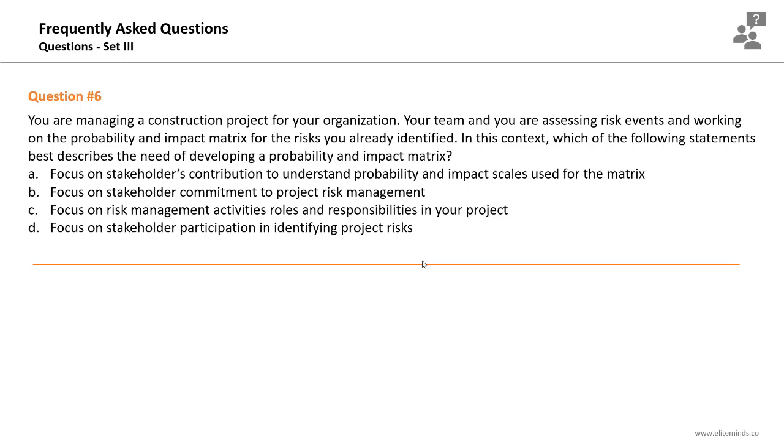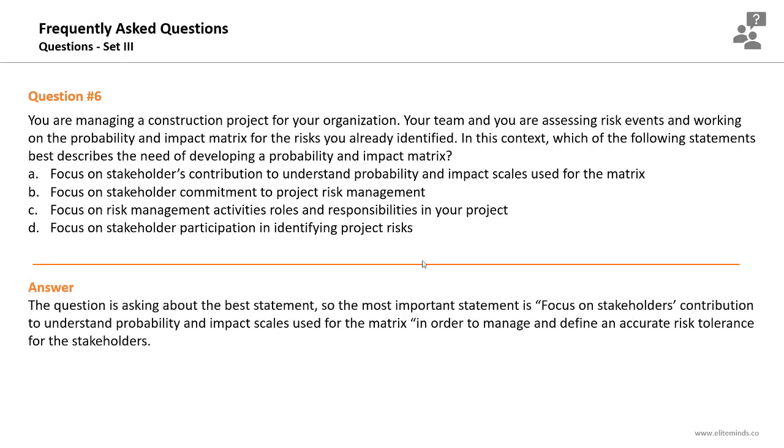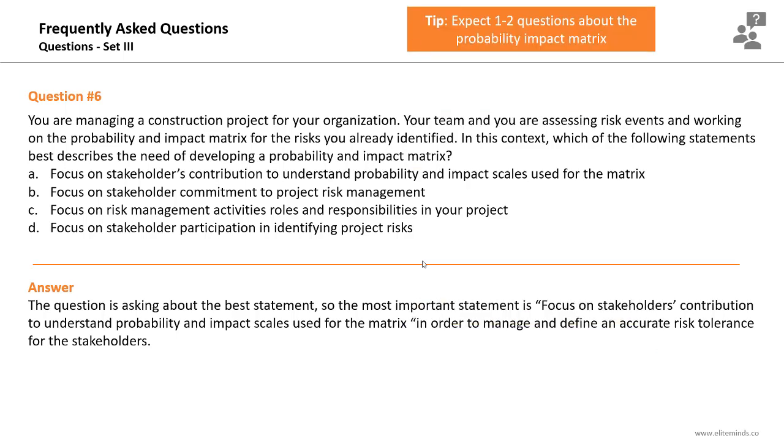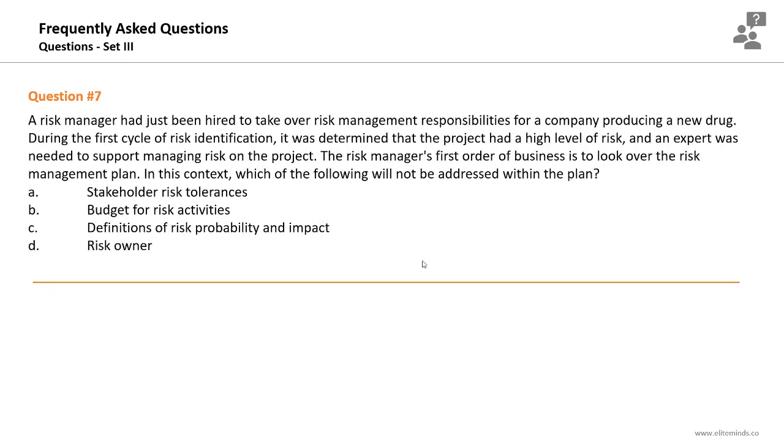Focus on risk management activities, roles, and responsibilities in your project. Focus on stakeholder participation in identifying project risks. The PI matrix is best described as a tool that will help us focus on the stakeholders' contribution in order to understand the probability and impact scales using the developed matrix. It's very useful to manage and define an accurate risk tolerance for the project stakeholders, and it's very useful to remove any potential biases. Expect at least 2 questions about the PI matrix in the exam.